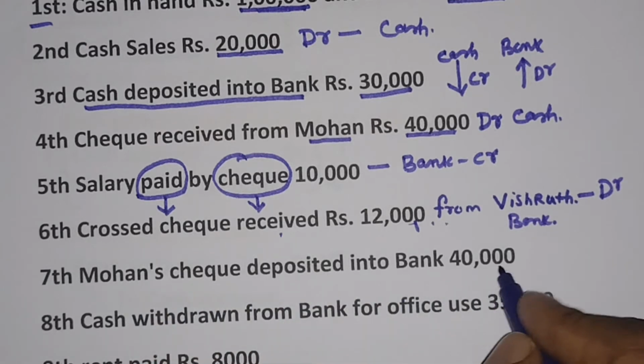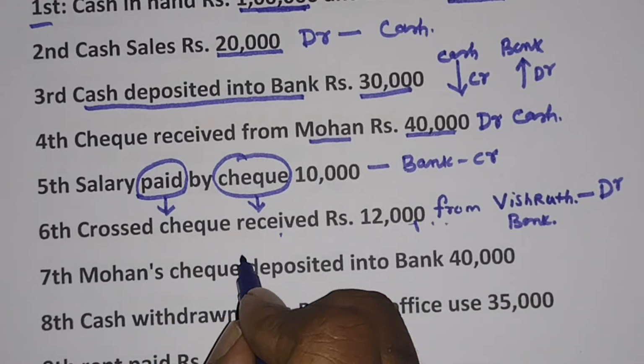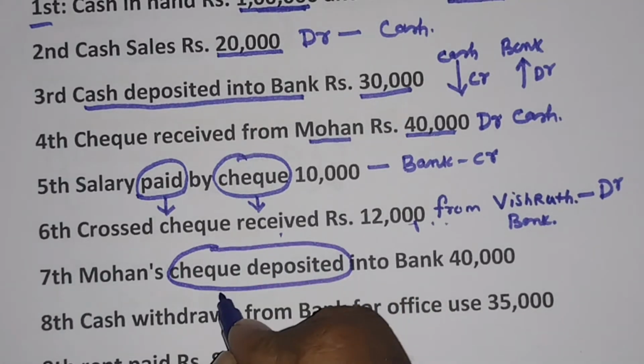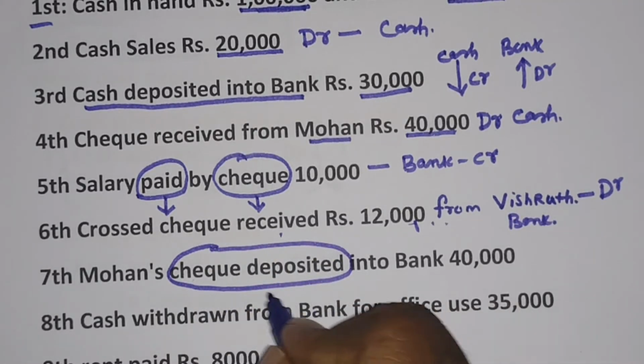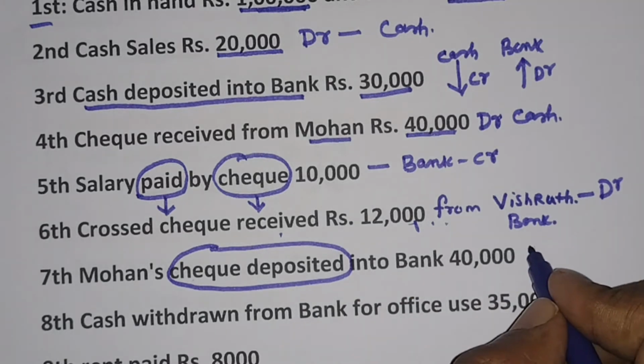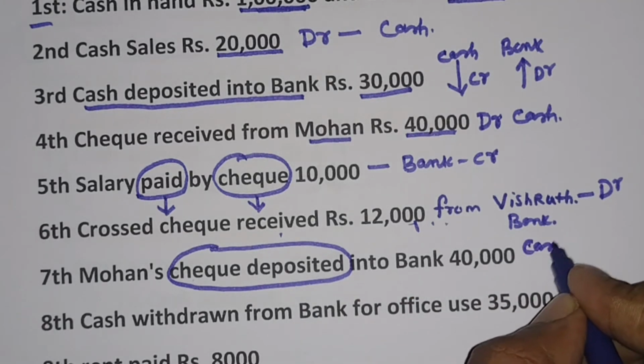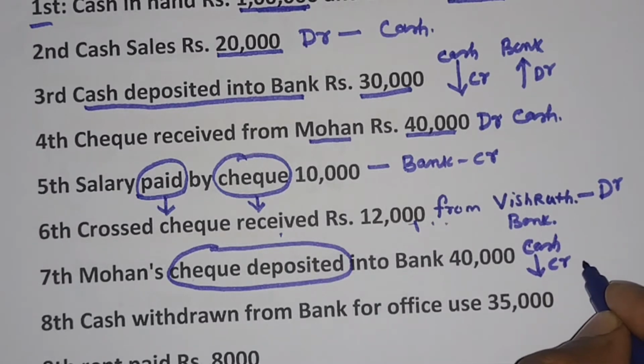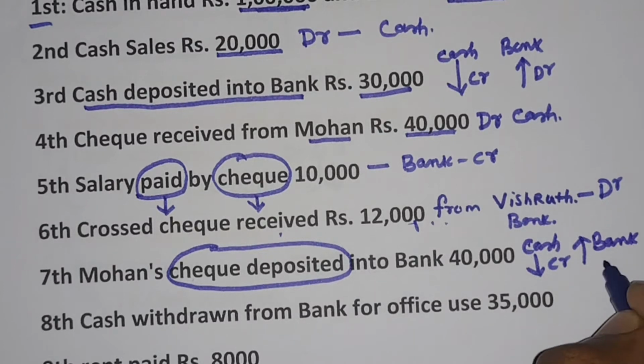Mohan's check deposited into bank. Check is deposited into bank. So check is going to bank. From where is it going? It is going from the office. Therefore, in the cash column it decreases in the credit side and increases in the bank debit side.